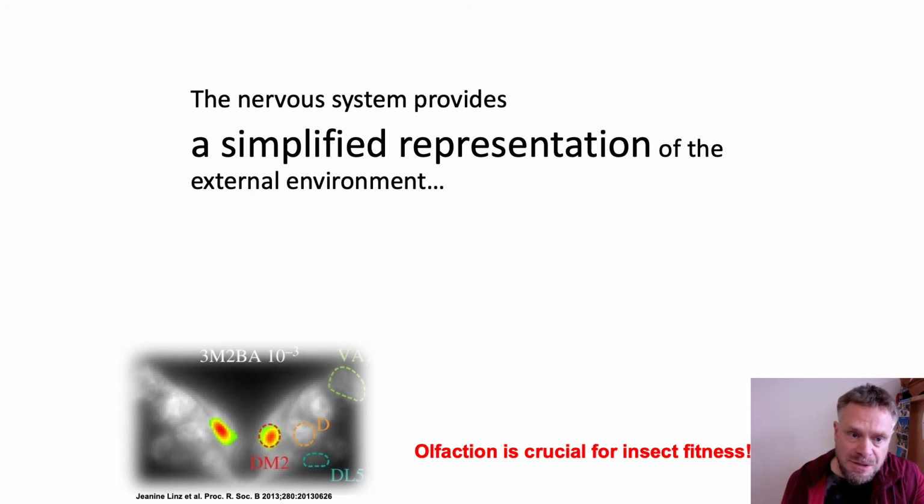The olfactory system will provide a simplified representation of the external environment, and the insect will also take in other sensory cues such as sight, and it'll integrate these things to decide what to do. It's crucial for fitness because it allows the organism to find resources that it needs, such as food and mates to mate with. So it's really important for survival and reproduction of these insects and other living organisms.